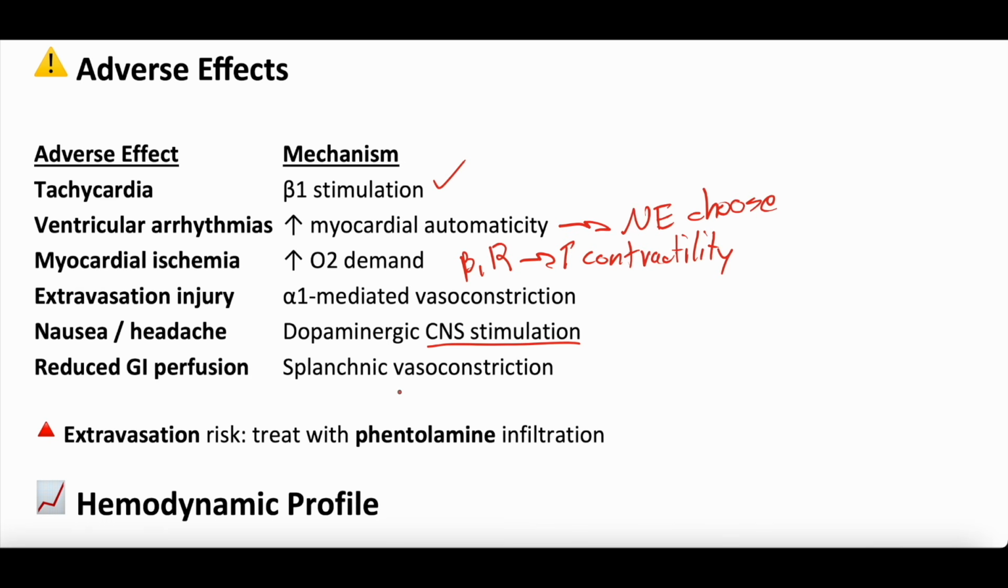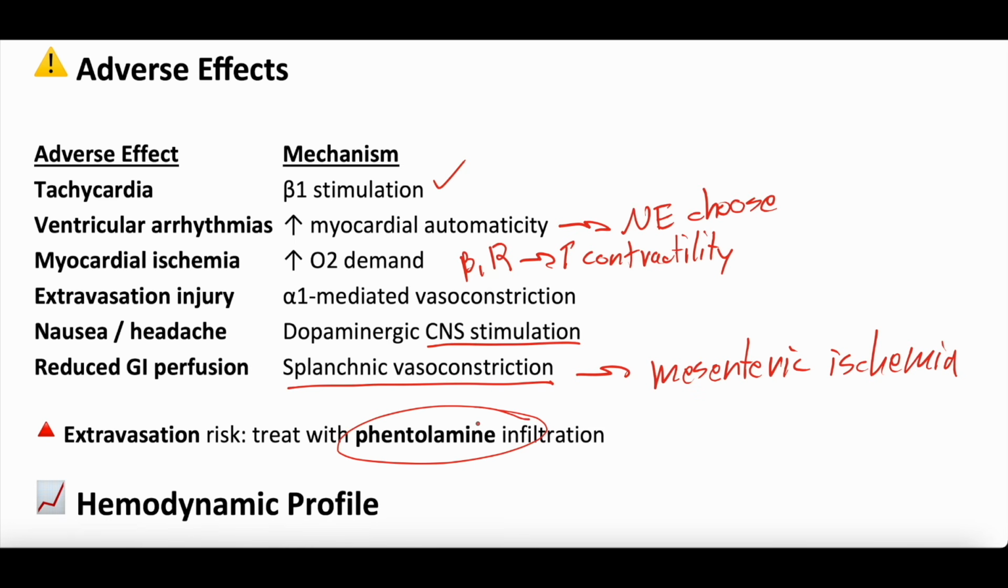Reduced GI perfusion. It vasoconstricts the splanchnic circulation, the circulation around the bowels, that can cause reduced GI perfusion, which can lead to mesenteric ischemia. Again, many vasopressors, norepinephrine and vasopressin, do this too, although dopamine is definitely a culprit. If you get extravasation injury, you treat that with phentolamine. Just a little shout out to that, although we're not going to go too much more into that.